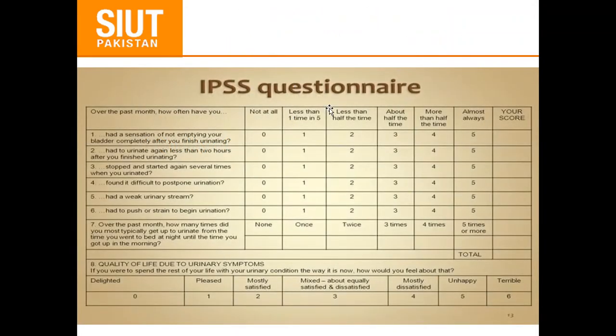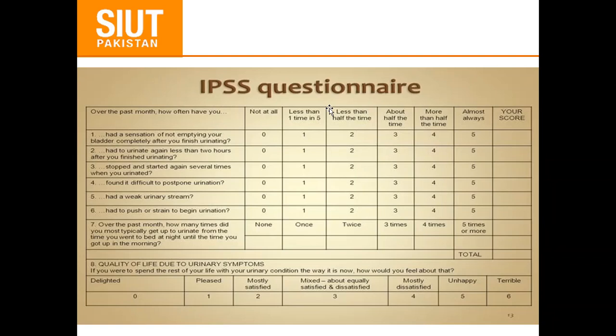Here is a picture of the prostate symptom score. We will briefly discuss this. We ask the patient if they have had a sensation of not emptying their bladder, that is incomplete bladder emptying. We score it from 0 to 5, where 0 is not at all, then less than 1 in 5 times, less than half the time, about half the time, more than half, and almost always. The second question we ask the patient is if they had to urinate again in less than 2 hours, for frequency, and if they had stopped and started again several times, to find out if they have intermittency, and we score it from 0 to 5.